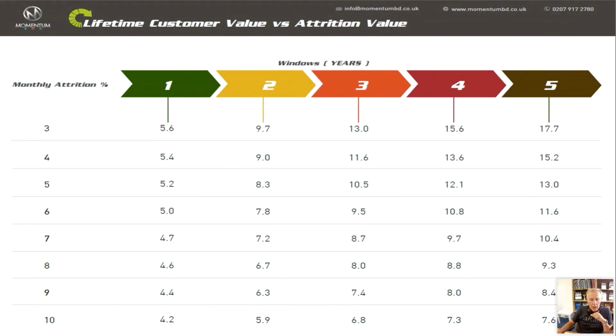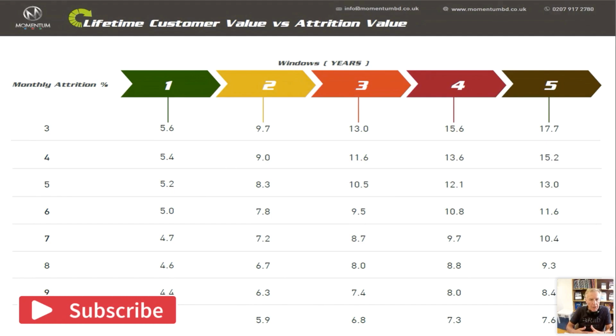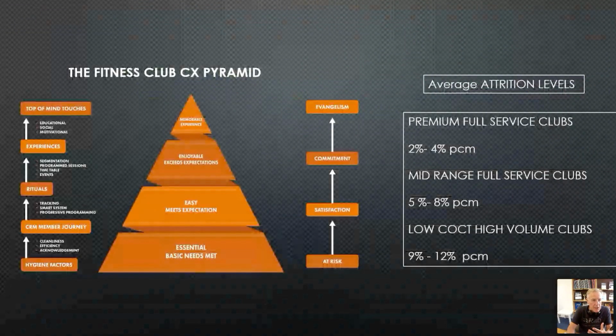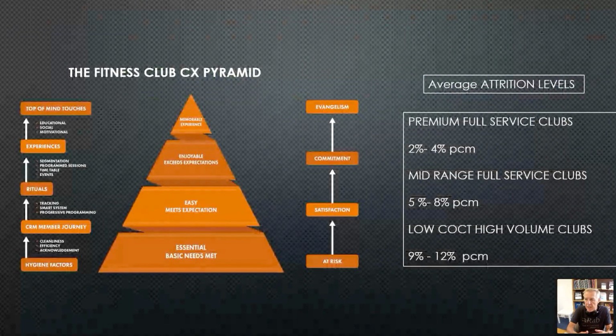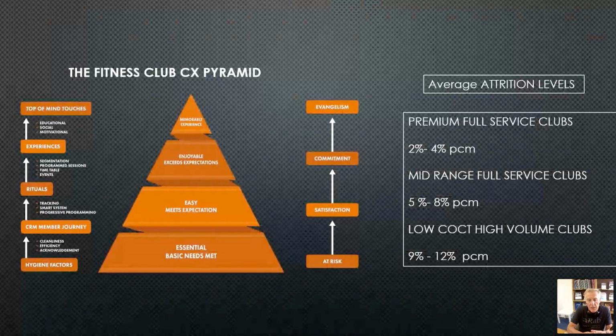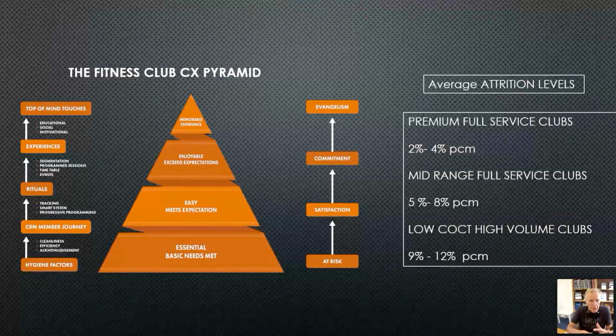So you can see, one, just how important it is to keep your attrition as low as possible, but also how much investment you can make in order to drive down the level of attrition, drive up the level of retention. Now, we're going to talk, as always, about a system that you can use. In this case, it's a fitness club customer service pyramid. And we're going to talk through the pyramid with you.